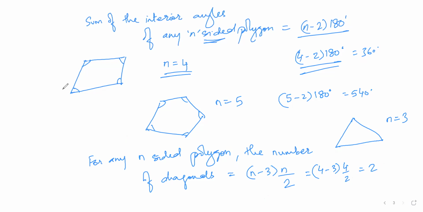So we know these are the 2 diagonals, 1 and 2. And similarly, you can find out for a pentagon. Pentagon, it is 5 sides, 5 minus 3 into 5 by 2. So that's 5. And we can see that these are the 5 diagonals.